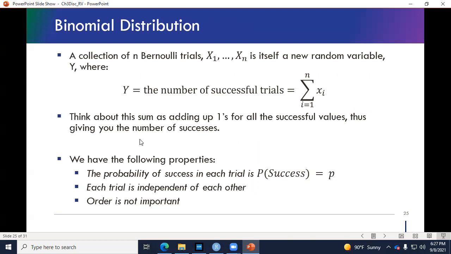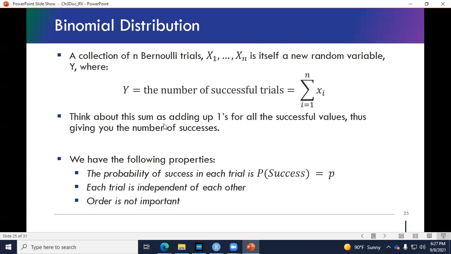Well, a second distribution we'll talk about is the extension of the Bernoulli, which is called the binomial distribution. A collection of n Bernoulli trials, x1, x2 to xn, is itself a new random variable Y, which we define as the number of successful trials. That is essentially just a summation of each of these xi's. Each xi is a success or a failure, success being 1, failure being 0. So when you sum them up, that gives the total number of successes from this many trials.